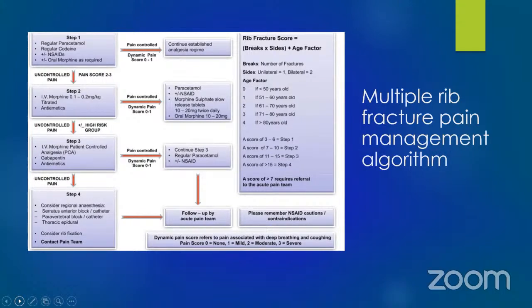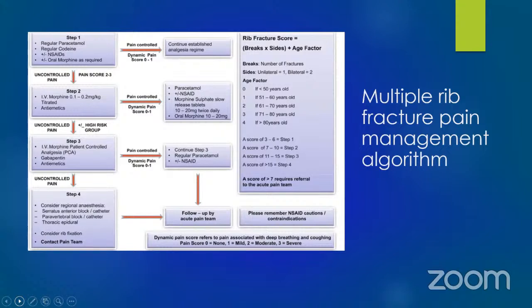Coming to step 1, that is, the rib fracture score is between 3 to 6. We can treat the patient with regular paracetamol and regular codeine, with or without NSAIDs, and with or without oral morphine as required. In case of uncontrolled pain, that is, pain score of 2 to 3, we can proceed to step 2. If the pain gets controlled and the dynamic pain score is 0 to 1, then we can continue with the established analgesia regimen.